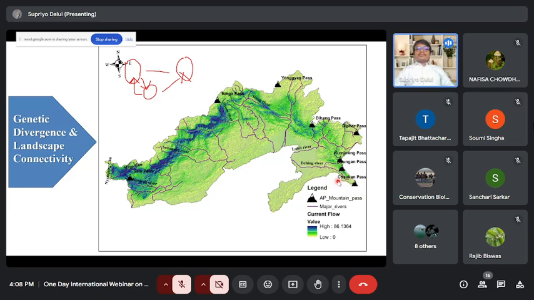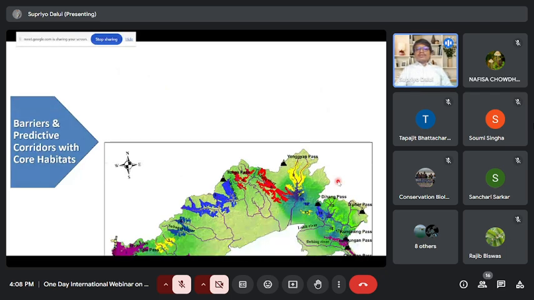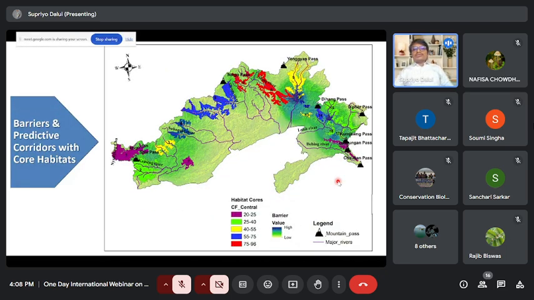So these are the approaches we used in population genetics analysis, and based on this, we suggest management strategies. Here we can find the different habitat core areas, and the areas which have a high barrier. So this is the scale for barrier, low to high. These blue regions have a high barrier for gene flow, so the gene flow is less in these particular regions.